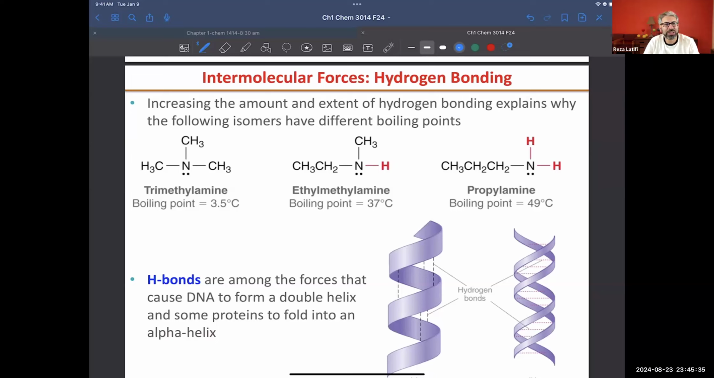It's almost midnight now, and I'm lecturing another concept here. We're going to go through hydrogen bonding, and after that one, I'll go through dispersion force.